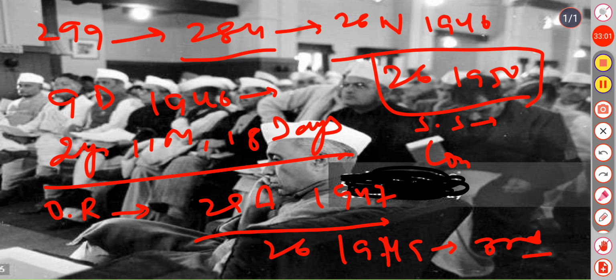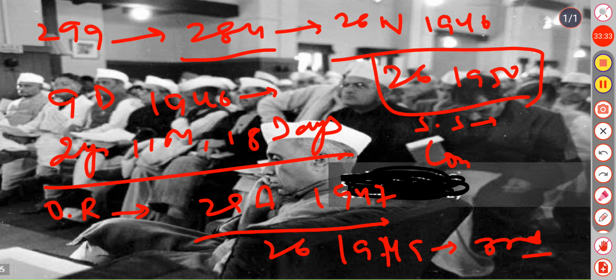Now, on 26 November 1949, the Constitution was declared as passed. So you have to remember this date, right? The provisions relating to citizenship, elections, and provisional parliament etc. were implemented with immediate effect, that is from 26 November 1949, and the rest of the provisions came into force on 26 January 1950.